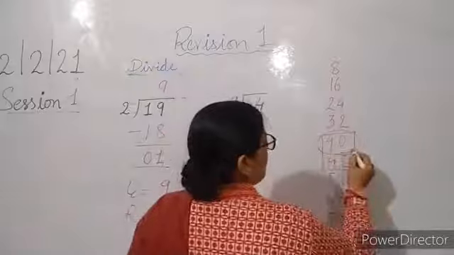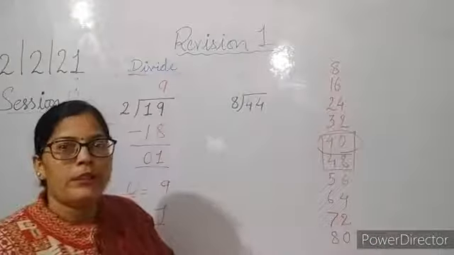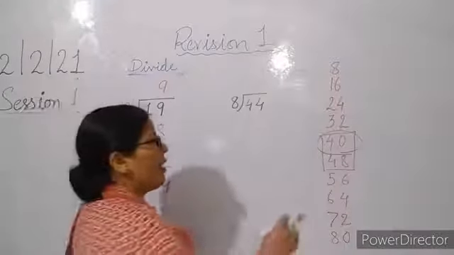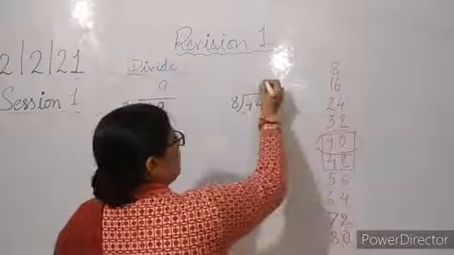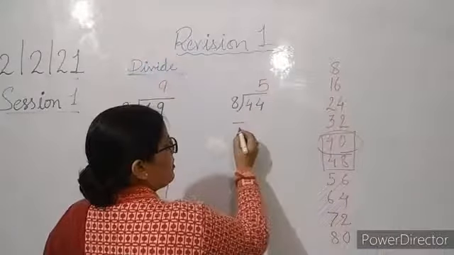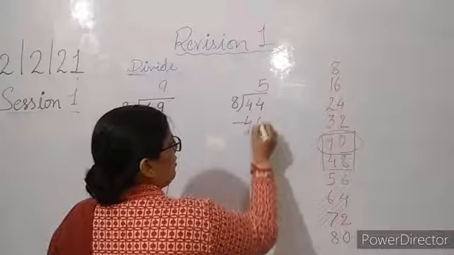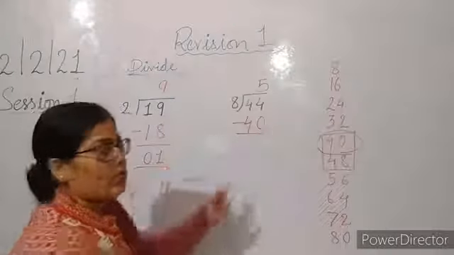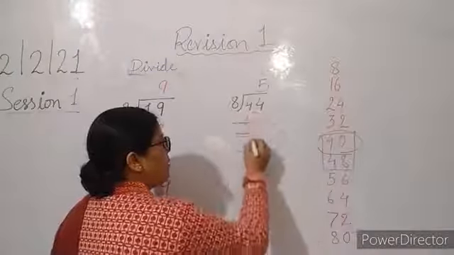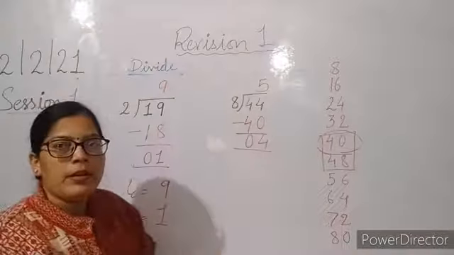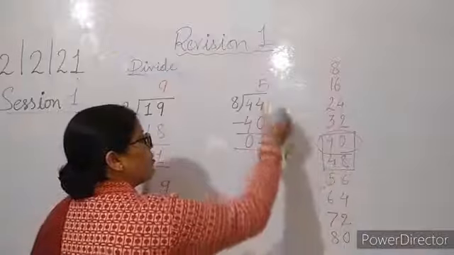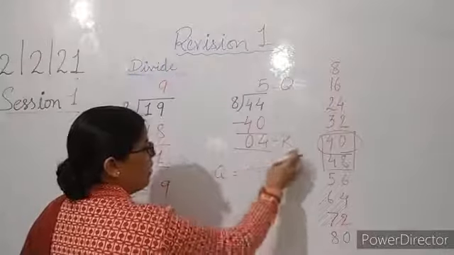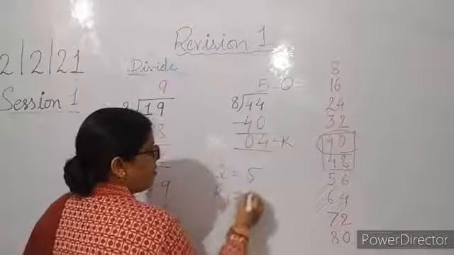So by how many times do you get 40 in the table of 8? It is 5 times. 8 5s are 40. So we'll divide 44 by 8 by 5 times, and we'll subtract 40 from 44. Now subtract: in the first place 4 minus 0 is 4 and 4 minus 4 is 0. So what is the remainder here? 4. And what is the quotient? 5. The answer of division is the quotient, and here it is 5. And what is left after division? That is the remainder. It is 4.